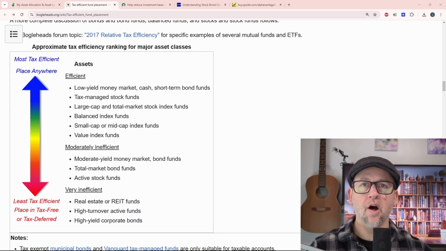I'm going to read off the most efficient versus the least efficient for taxable and non-taxable assets. So the most efficient here, we're looking at the bogleheads.org website, and we're looking at our assets. So the most efficient is low yield money markets, cash, short-term bond funds, tax managed funds, large cap and total stock market index funds, balanced index funds, small cap or mid cap index funds, and value index funds.